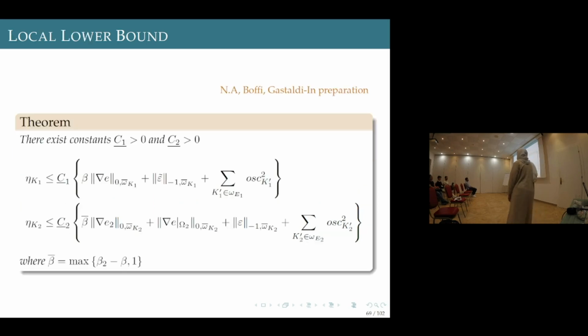The local lower bound, or what is known as the efficiency bound, we proved that locally the indicator is bounded by the correct norms of the errors plus some higher order perturbation of the data, where beta bar here is the maximum between beta 2 minus beta and beta.